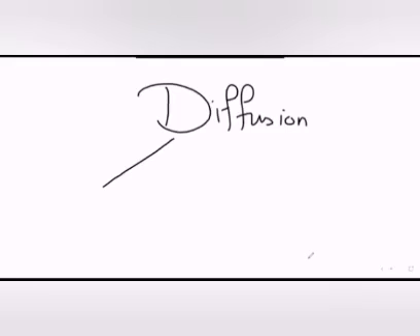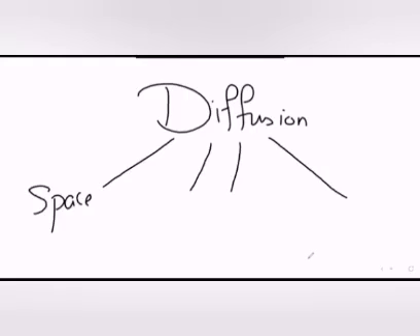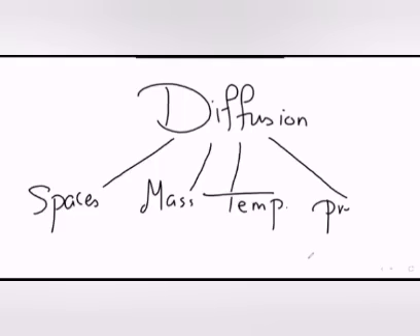Now, the third part of this chapter is diffusion. Now, the factors affecting the rate of diffusion are the four factors: spaces between particles, mass, temperature, and presence or absence of other particles.